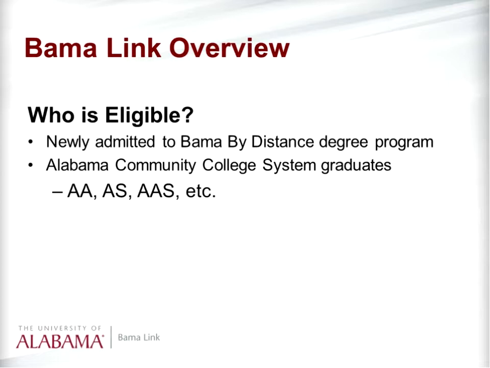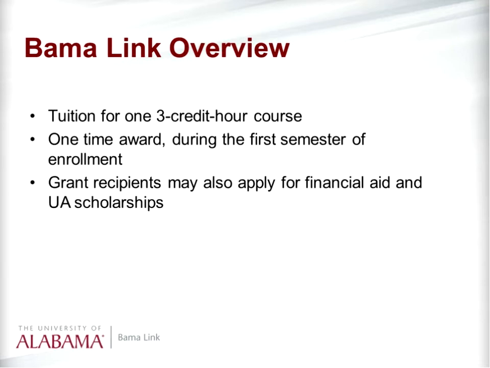This grant is basically our gift to you for enrolling and choosing Bama by Distance and choosing that online degree program with us. So the only requirements to receive this grant is that you have your associate degree from an Alabama community college, and that can be an Associate of Arts, Science, Applied Science. As long as it's an associate degree, you qualify. And you're enrolling in an online degree program. That's the other component. And you would be pursuing your first bachelor's degree. So if you have a bachelor's already, unfortunately, this grant would not be for you. But we have other opportunities, which we'll discuss later in the session.